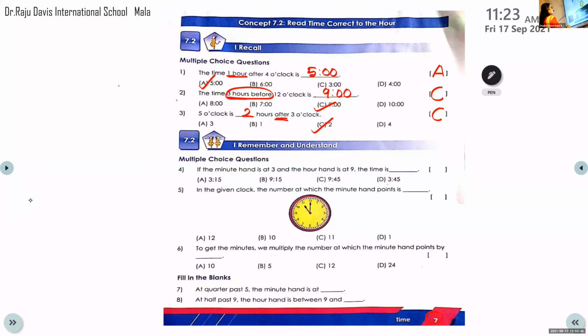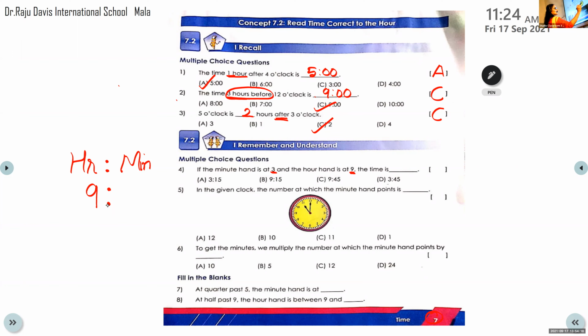Now question number 4, Aryan. If the minute hand is at 3 and the hour hand is at 9, so the time will be 9:15. Good. Always the hour hand is to be written first, put 2 dots and then the minute hand. So it is told that the hour hand is at 9. So 9, then put 2 dots. Minute hand is at 3.